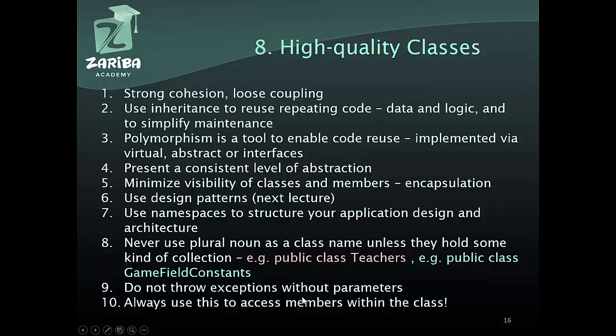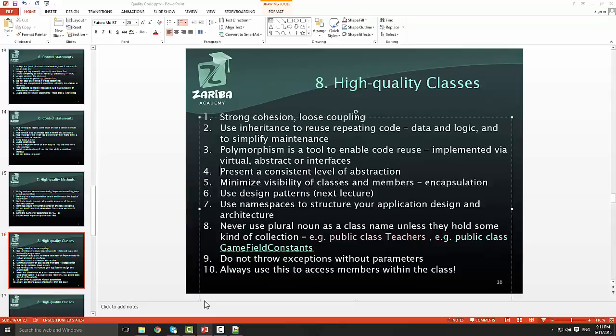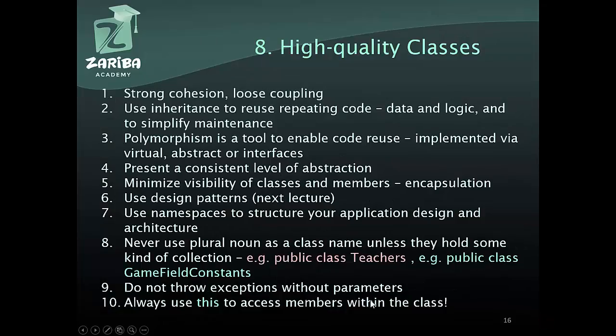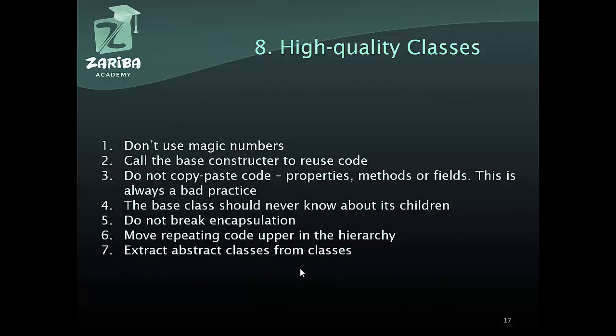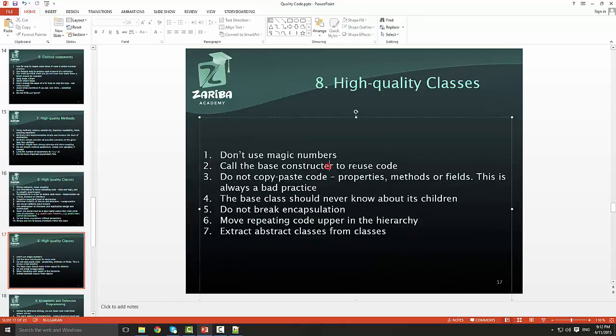Do not throw exceptions without parameters. We've said that, just a good descriptive message. Always use this. So this should be at least in green, so that it's more visible, to access members within the class. I've explained in detail why you should do that. It just helps readability as well. Don't use magical numbers.